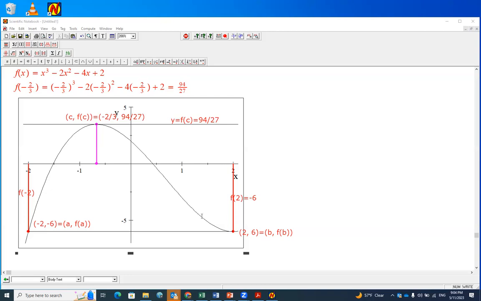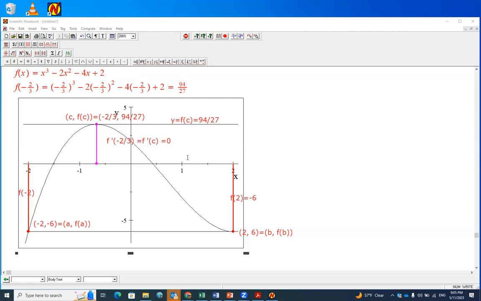Let's see if I have missed anything. And the derivative of the function at -2/3 is 0. That's f of C, the derivative at C. You see all these relevance, how they're reflected in the picture in this particular example.